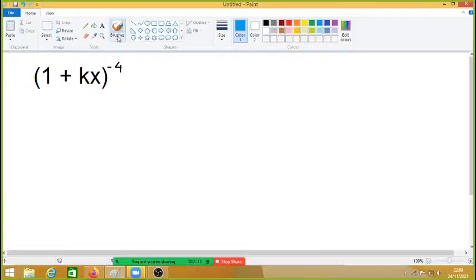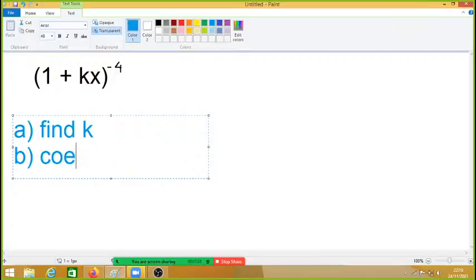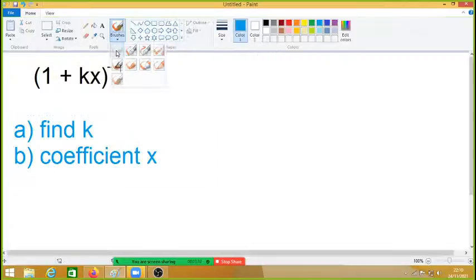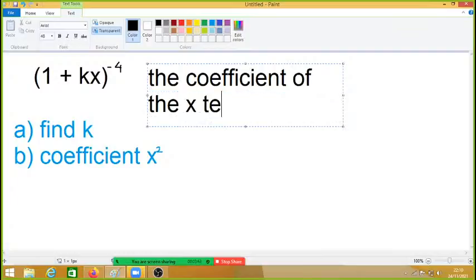The question is A, find the value of k, and B, find the coefficient of the x squared term. Coefficient just means the number coming before the x bit. So for the x squared term in this case, it's the number coming before x squared. The extra information you're given as part of the question is that the coefficient of the x term is 20, which is just written as the coefficient of x is equal to 20.